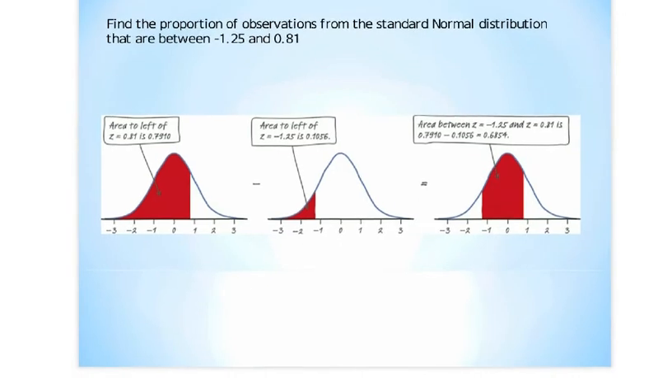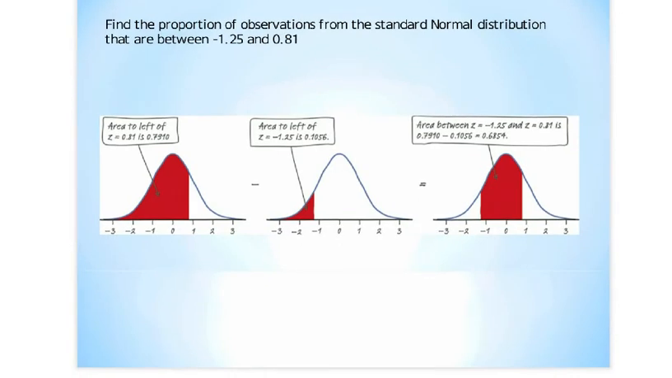All right, so now we want to find the observations from the standard normal distribution that are between negative 1.25 and 0.81. So if you go back and use the chart that we used before, we would find that the area to the left of 0.81 is 0.7910. And the area to the left of negative 1.25 is 0.1056. But I need to find this area in the middle.